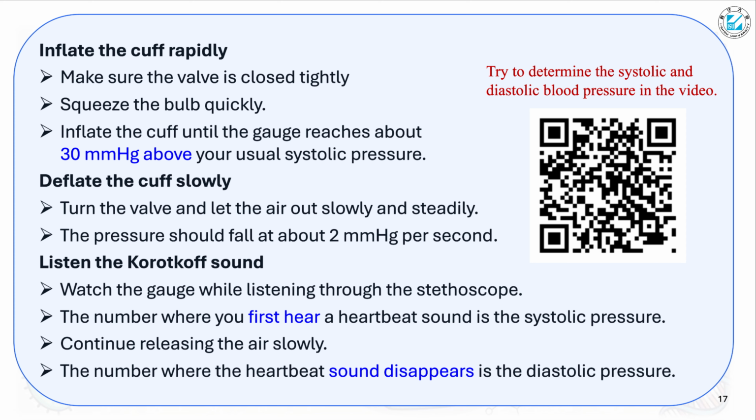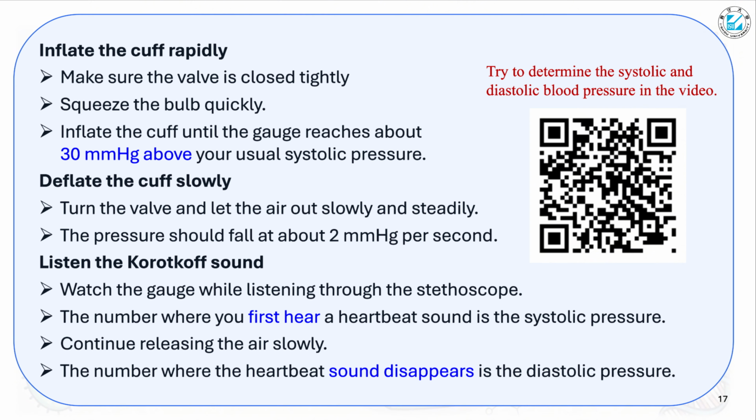The first sound you hear is the first throat cough sound. The number on the scale at that moment is the systolic blood pressure. Continue releasing the air slowly. When the throat cough sound disappears, look at the number again. The number is the diastolic blood pressure.